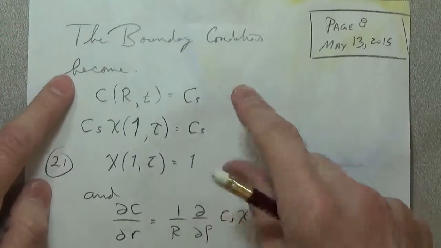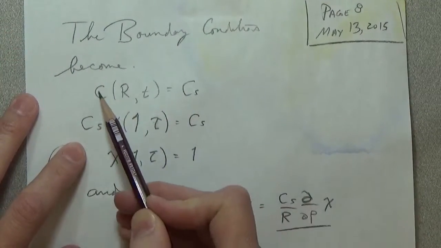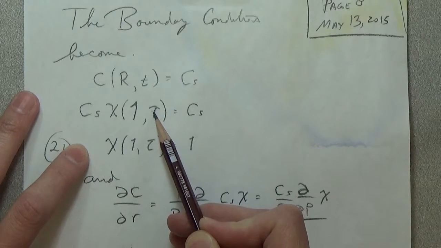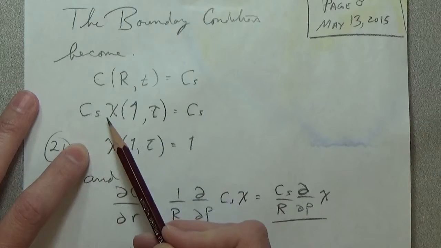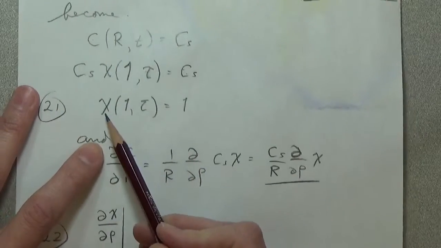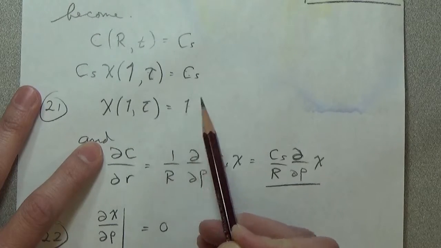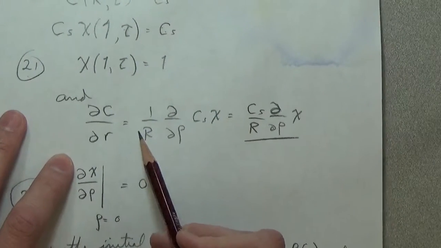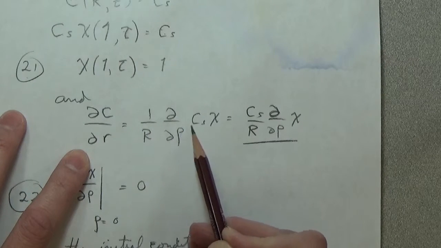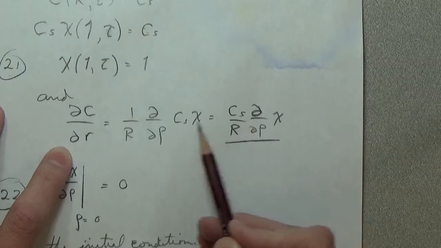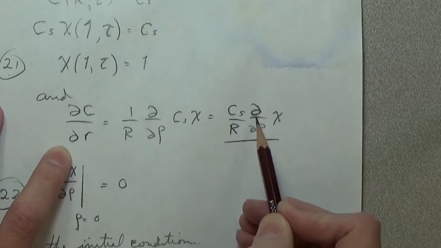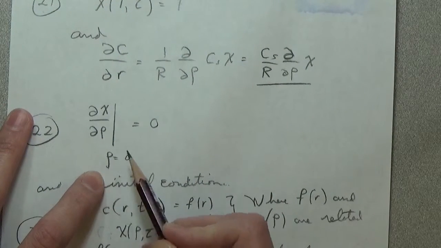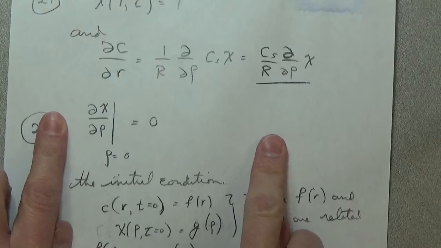So the first boundary condition, c at r of t is cs, well, c becomes cs times rho, and r becomes 1, and t becomes tau, which means that the cs's cancel, which gives us chi at 1 tau is equal to 1. And then our second term, so that's equation 21, dc by dr is equal to 1 over r d by d rho of cs chi, the cs comes out because it's constant, so cs over r d by d rho chi, and we have that equal to 0 at rho equals 0, because rho goes from 0 to 1 on the inside and outside of the sphere.